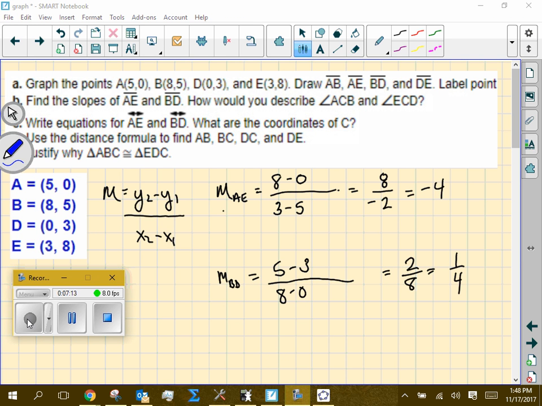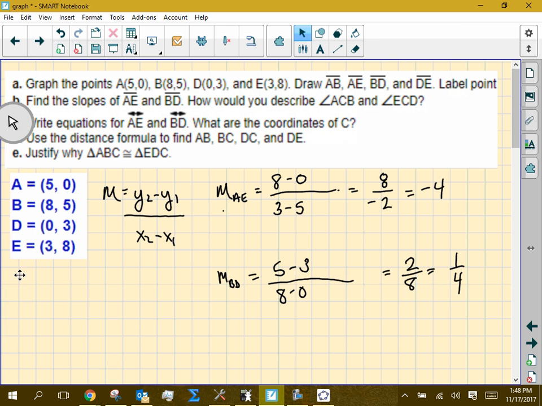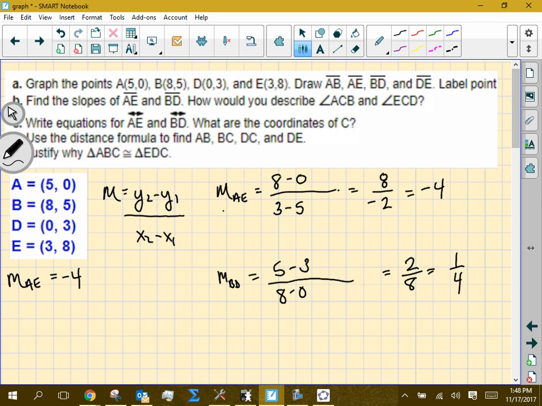The next part says, so we're down here at part C, it says write equations for AE and BD. Now this was a thing that I told you if you struggle with this, there were 3 videos that I wanted you to watch that helps you remember how to do this. Did you? Were they useful? Nope.